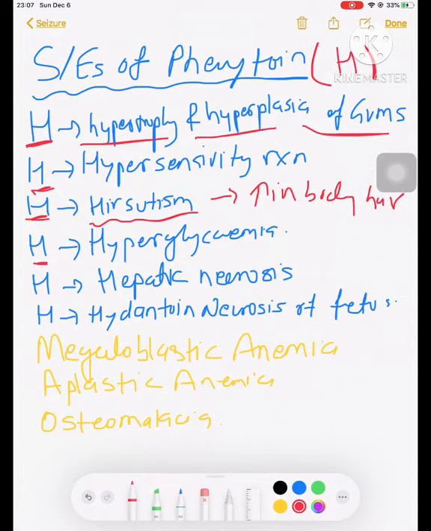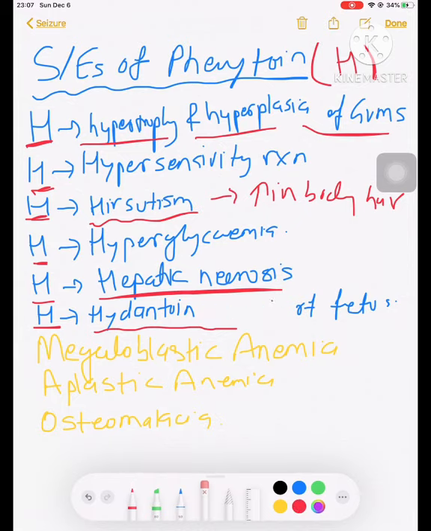The next one is hepatic necrosis. It is one of the very deadly side effects of the drug phenytoin, but it is a rare side effect. The next H is hydantoin syndrome in fetus. Sorry, not necrosis, I have written it wrong.